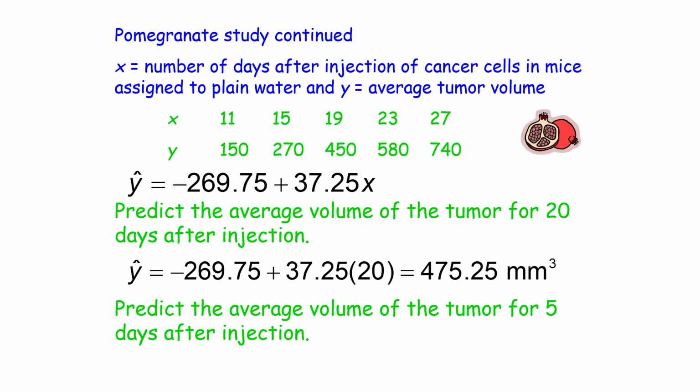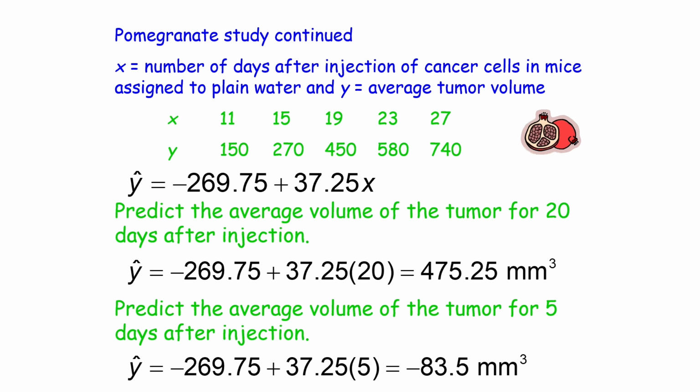So I'm going to let you go ahead and do this. So go ahead and push pause and do it. When you're done, push play and let's see if you were right. So you should have gotten an answer of negative 83.5 millimeters cubed.